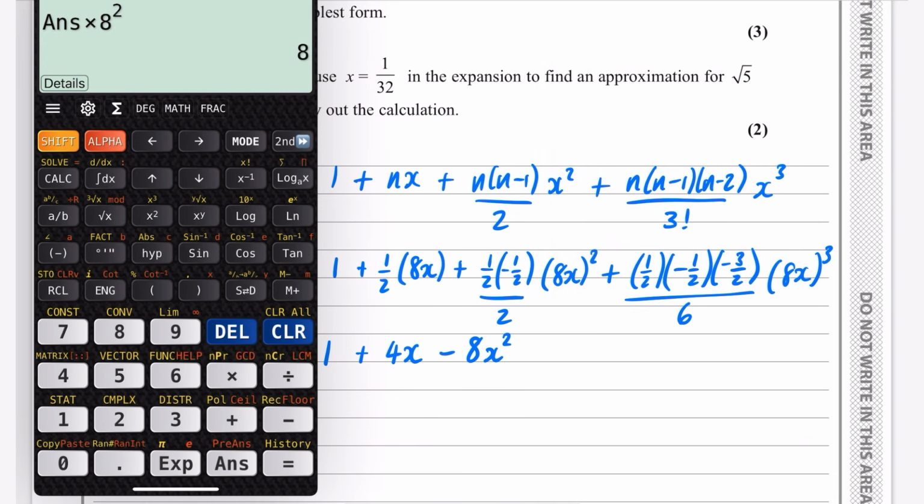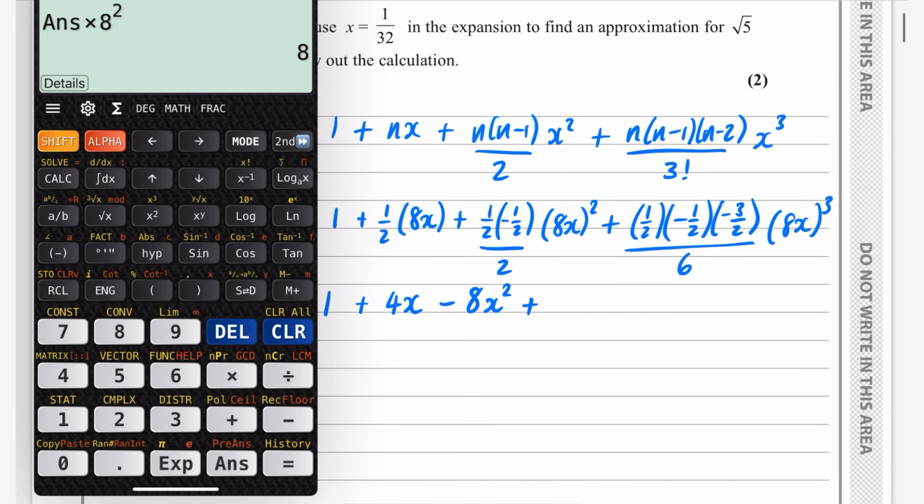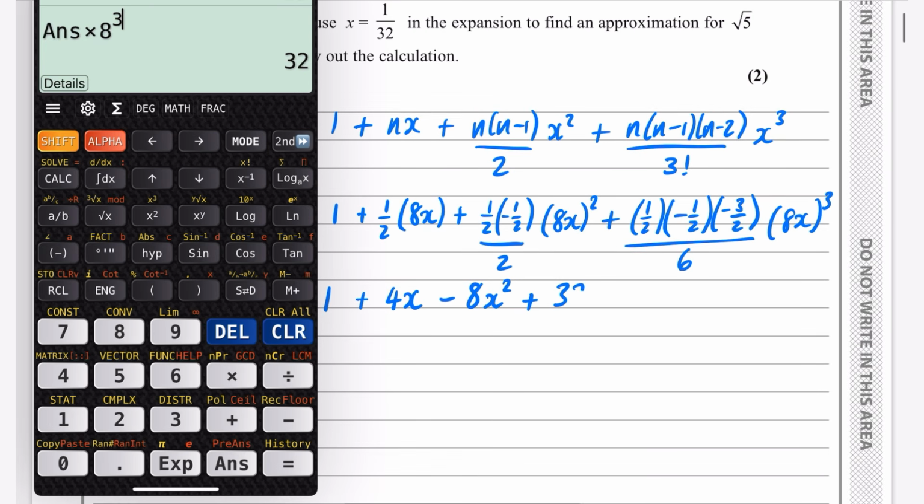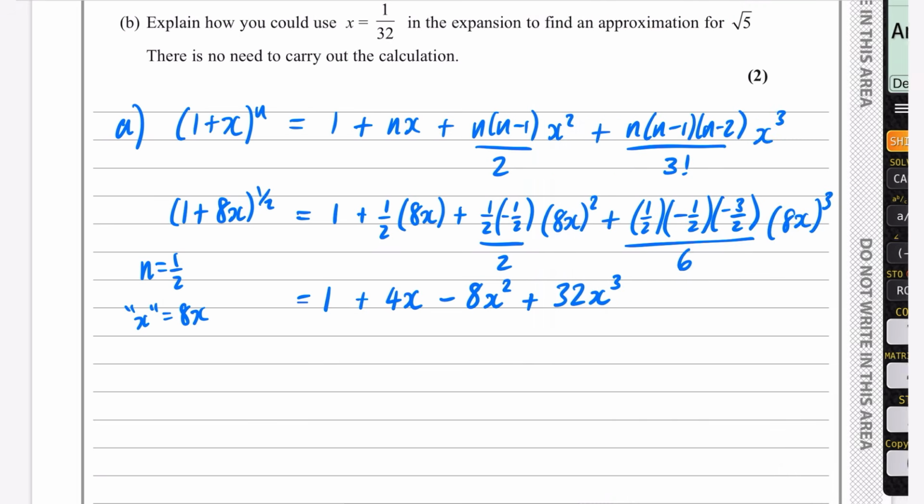Now for the other part that I'm going to do, I can tell it's going to be a plus because the two negatives are going to make a plus. This is how I would do it on my calculator. So I'm going to do a half multiplied by a half, which is the negative half, multiplied by 3 over 2, well that's 1.5. I'm going to press equals, then I'm going to divide it by 6, and then I'm going to multiply it by 8 cubed. So I get 32, so it's plus 32x cubed. And I can just put that to one side now.